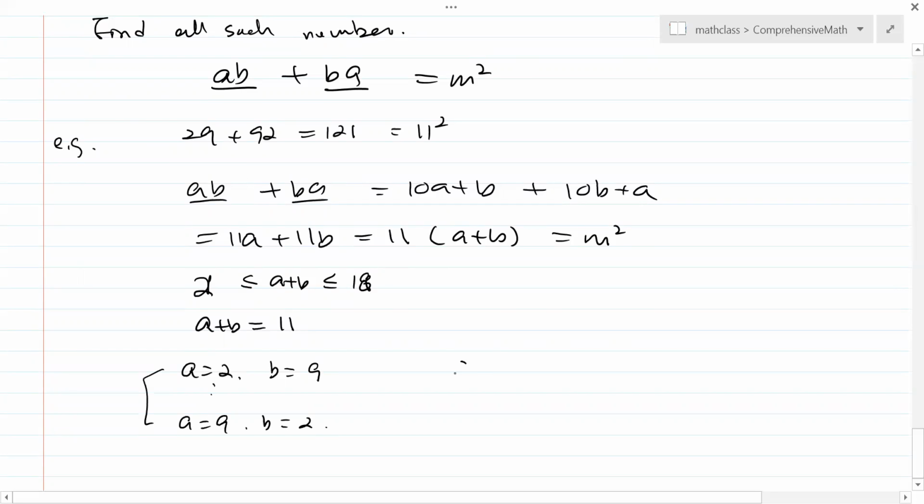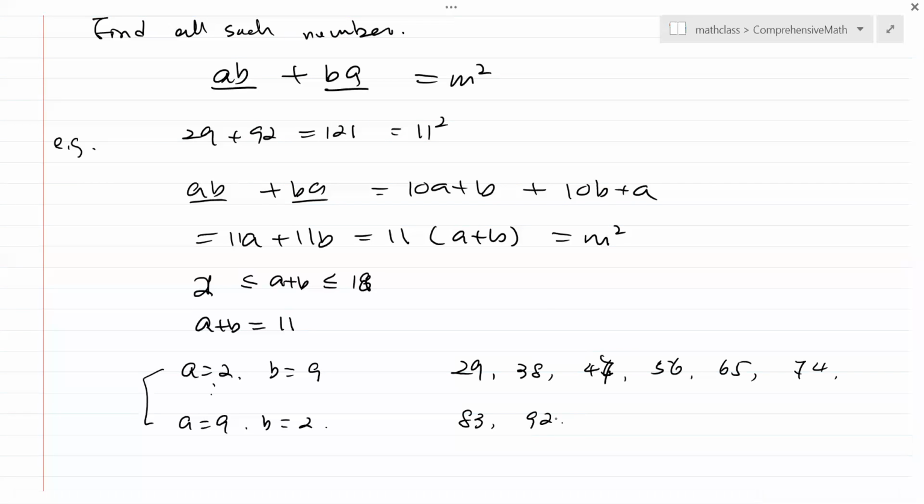Okay. So it'll be 29, 38, 47, 56, 65, right? And 74, and 83, and 92. Okay, all those numbers have these properties. Great.